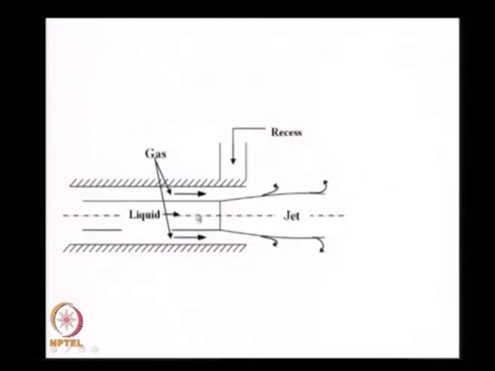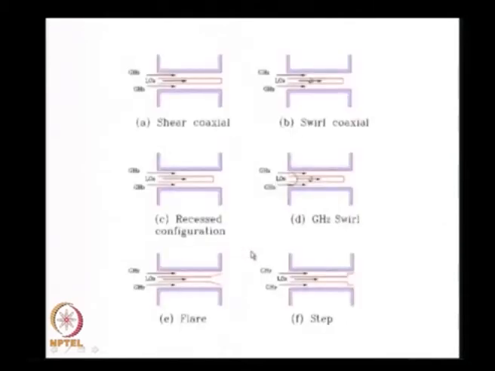Well, when I have a liquid flowing and I have gas coming on the outside, I allow the liquid to be within the orifice such that the gas does not expand. We say that the gas must not relax, such that I get the high velocity, and this distance between the outlet of the liquid orifice and the gaseous orifice is what is known as a recess. Recess essentially makes sure that the gas velocity is available for atomization, and therefore, I can talk in terms of shear coaxial, swirl coaxial. Maybe I could have a recessed configuration, I could give rotation to the gaseous hydrogen, I could give rotation to the gaseous oxygen, and therefore, I could also make the passages to flare or step, and I can keep on doing in details.